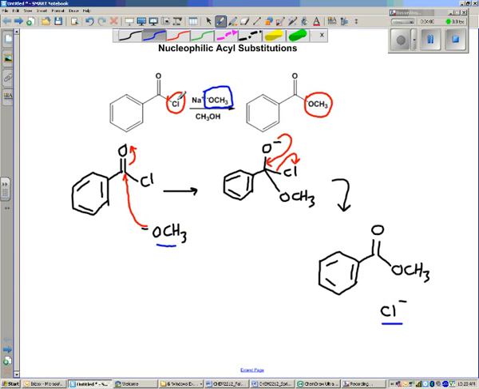Acid chlorides are extremely reactive, simply because that chlorine is a very good leaving group and is very happy to come off and stay off.